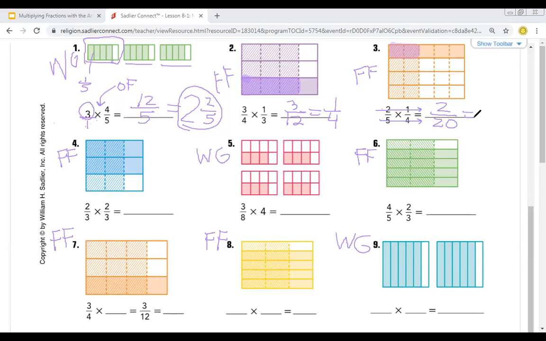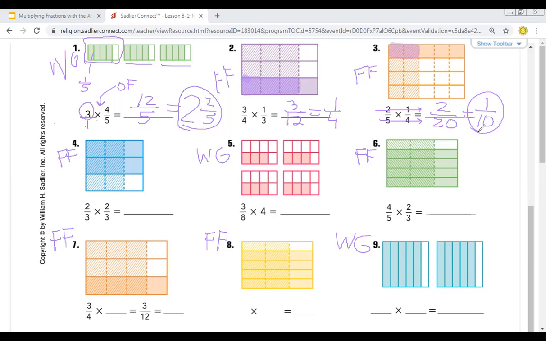What would 2/20ths reduced into simplest terms be? They both share what factor, boys and girls? A 2. So if I divide both the numerator and denominator by 2, I'm going to get 1/10. Which doesn't mean that the way the model looks is wrong. It means if I were going to draw a model, 1 out of every 10 parts would be shaded with both. Wouldn't that be true?